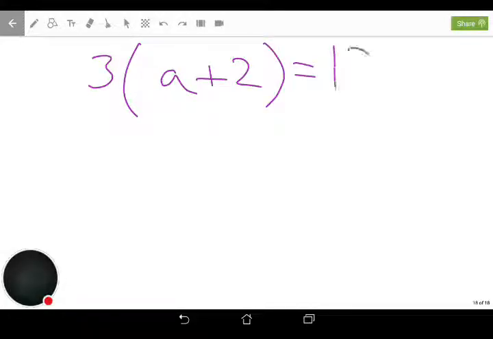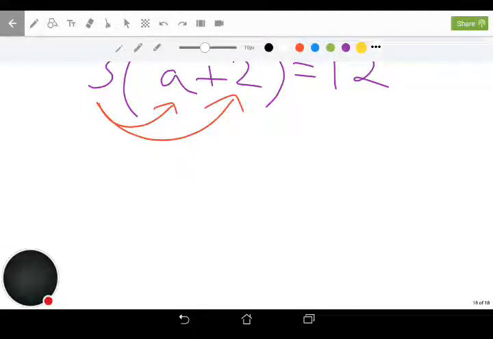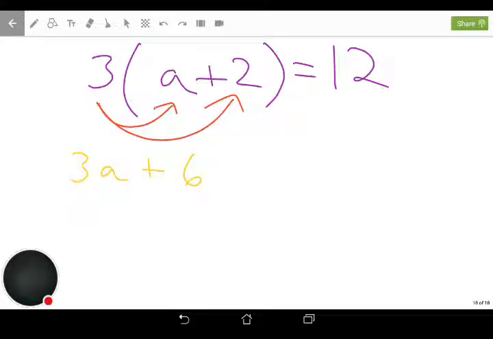Let's have a look at another question. Now we've got 3 open brackets a plus 2 equals 12. Again, what we need to do first is expand the brackets before we solve. So 3 times a and 3 times 2. 3 times a will leave us with 3a, and 3 times 2 is 6, and it's positive, and that equals 12.